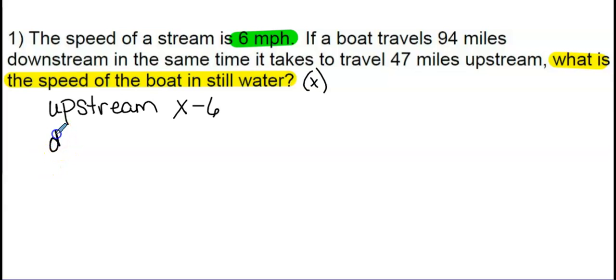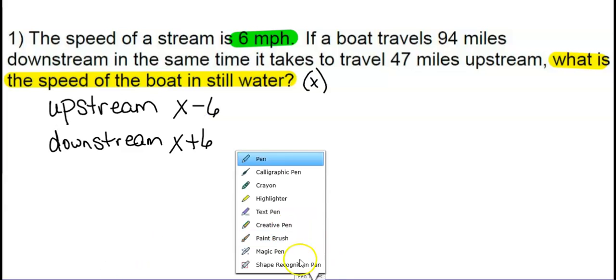If I'm going downstream, I'm going with the current. It's kind of like when they talk about the wind at your back. You're going with the current. And if you're in a sailboat, it's like the wind is pushing you, okay? So if I'm going downstream, then I would take that speed and add 6 miles an hour to the speed of the stream, right? Because it's helping me.